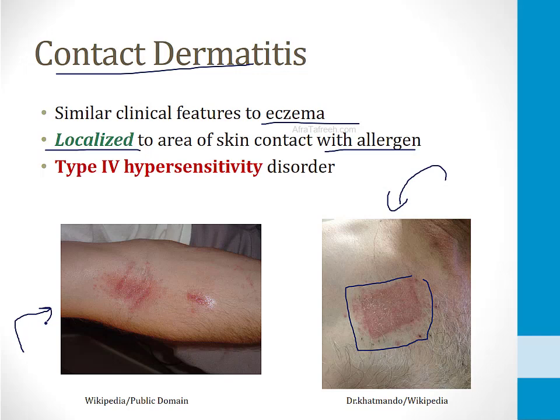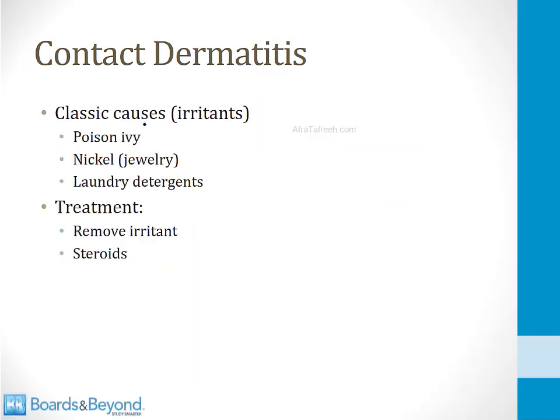This form of dermatitis is a type 4 hypersensitivity reaction. Many forms of allergic dermatitis are type 4 hypersensitivity reactions. Urticaria is not, and eczema is poorly understood, but all the skin hypersensitivity reactions we'll talk about in the rest of this video are type 4 reactions, and that includes contact dermatitis. Some of the classic causes are irritants like poison ivy. Poison ivy is a classic example of contact dermatitis.